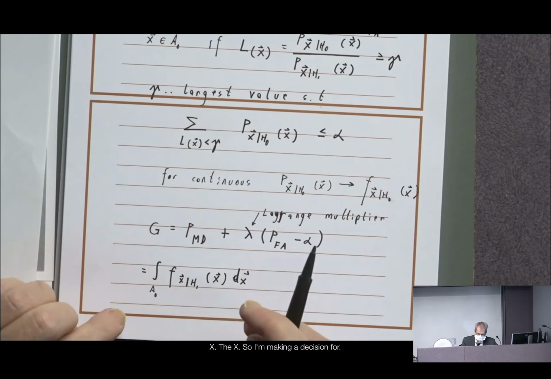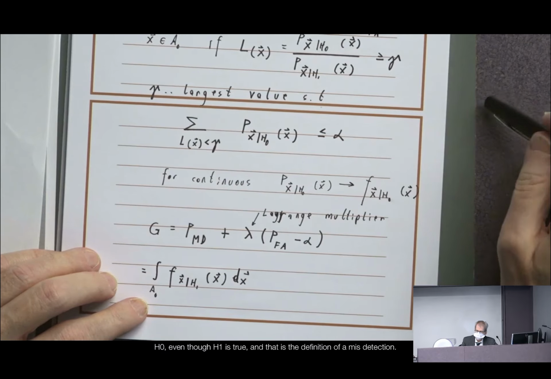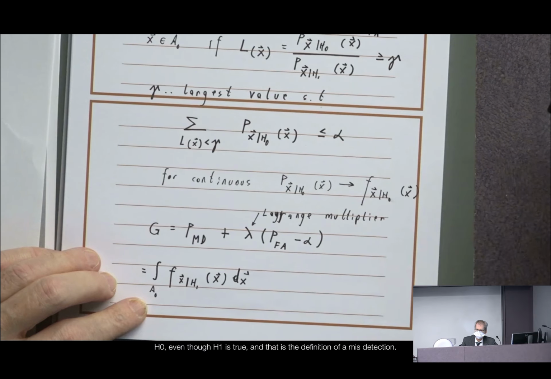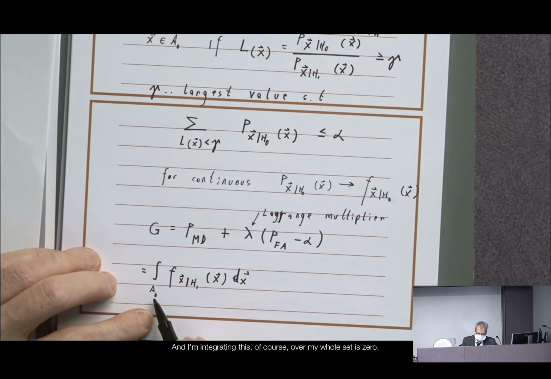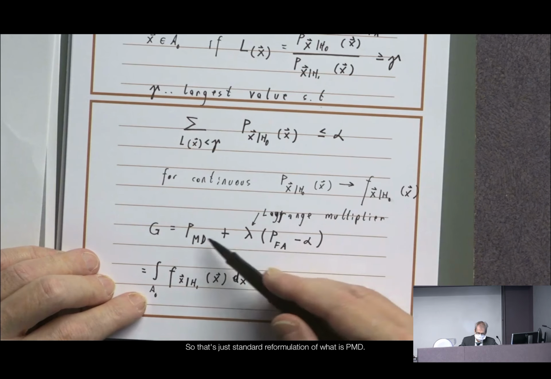Right, so I'm making a decision for a0 even though h1 is true. And that is the definition of a misdetection, and I'm integrating this, of course, over my whole set A0, meaning any outcome that lies in that A0 partition is a misdetection. So that's just a standard reformulation of what is PMD.